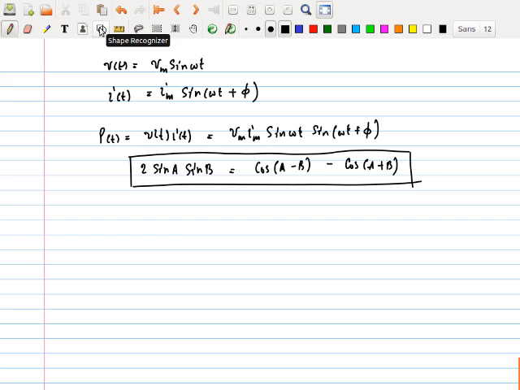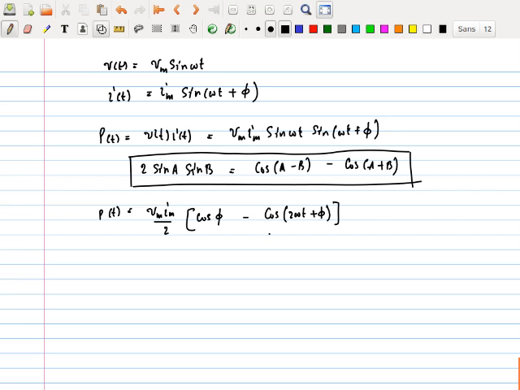Page number 9. I will do this and show you this, and then we'll stop for a cup of tea. Now if I do this, I will get P of t equal to Vm over 2, just like earlier, times cosine of phi minus cosine of 2 omega t plus phi. You can go home and see how you use this or that to get this.